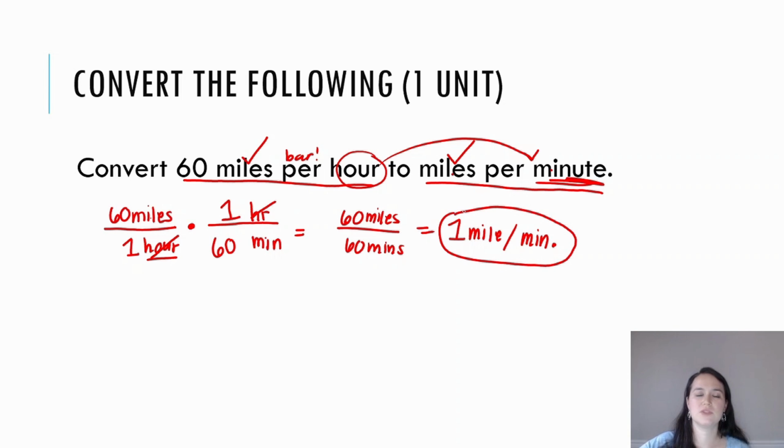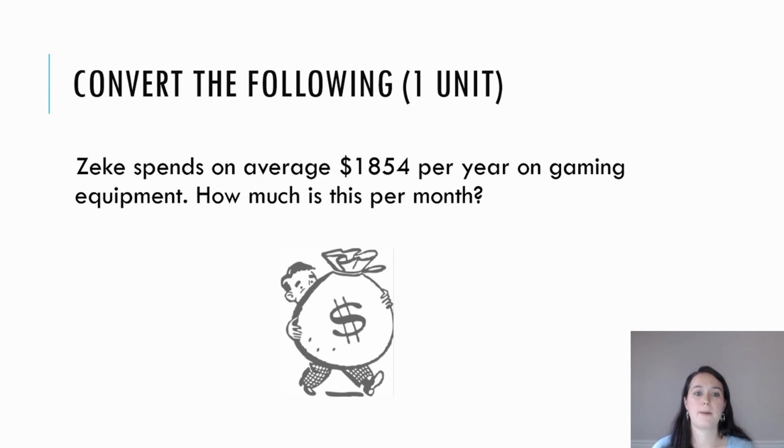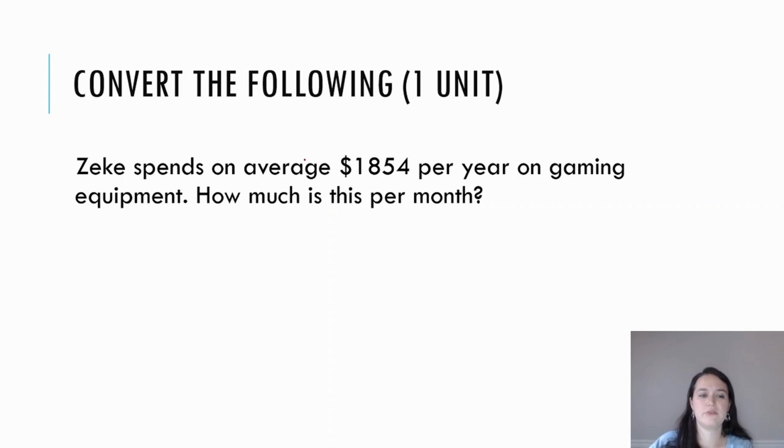Okay, so that's one dimensional analysis problem. We're going to do a couple more. For this one, we're going to talk about money and length of the year. So Zeke spends an average of $1,854 per year on gaming equipment. All right, so that's money. So I'm going to put my dollars up here. Dollars per year. Per 1 year.